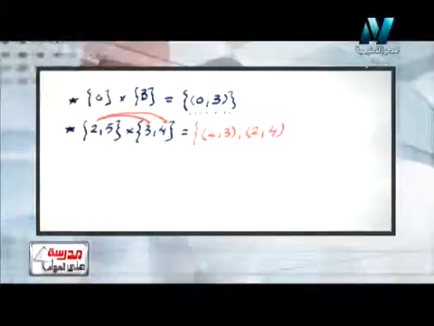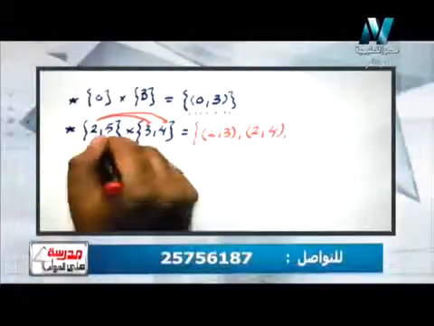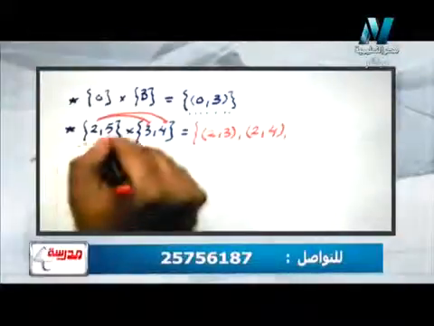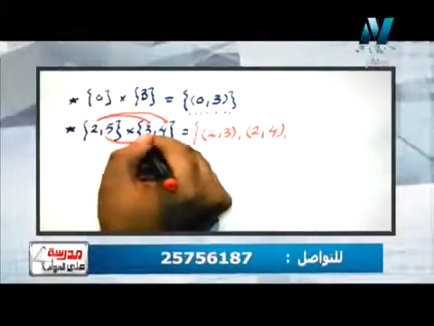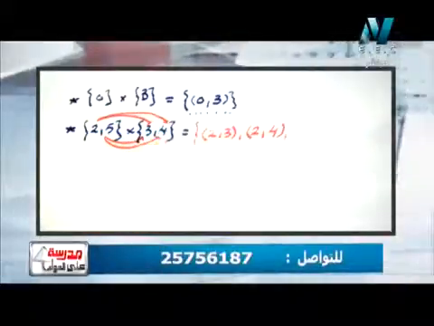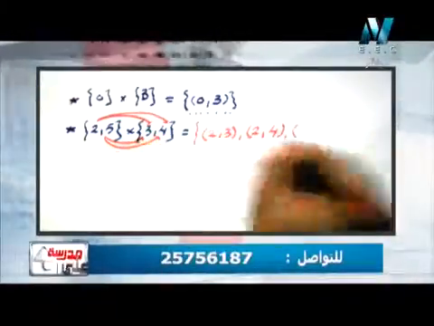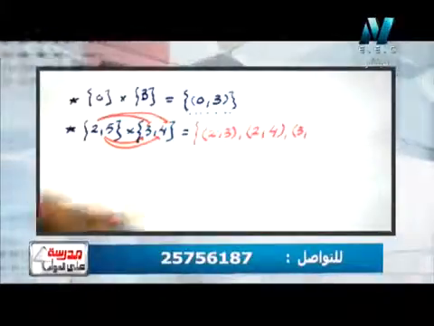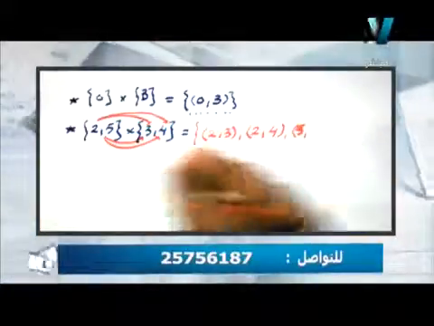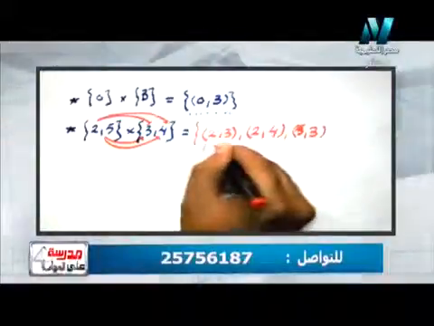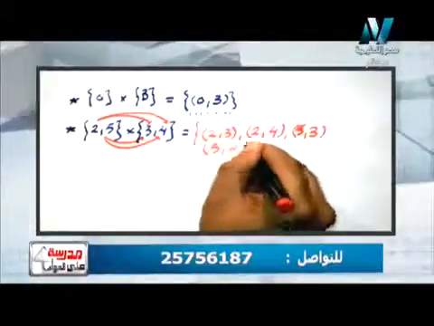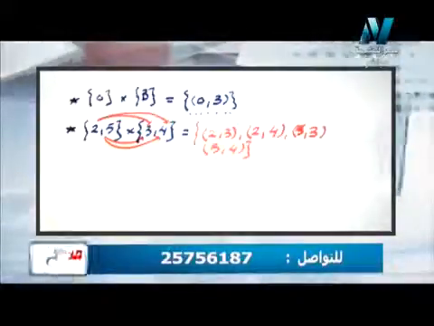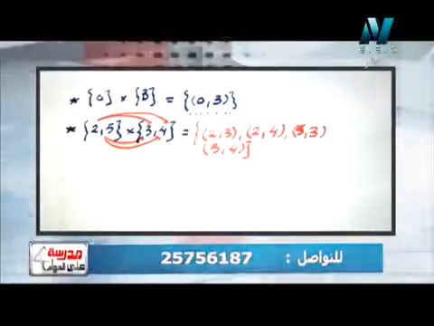What about the second element, which is 5? The same way, we make 5 distributed among 3 and 4. So 5, comma 3 and 5, comma 4. We just distribute each element from the first set among the elements of the second set in order.